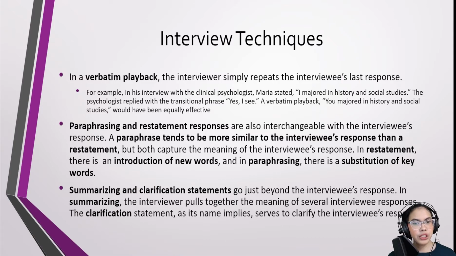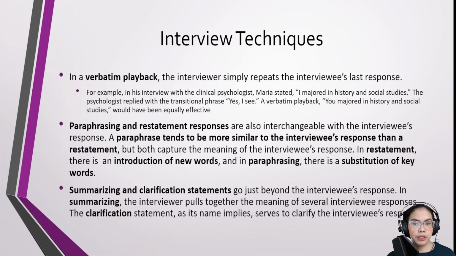We also have another technique called paraphrasing and restatement responses. These are interchangeable with the interviewee's response. A paraphrase tends to be more similar to the interviewee's response than a restatement, but both capture the meaning of the interviewee's response. In restatement, there is an introduction of new words, and in paraphrasing, there is a substitution of key words. So, in restatement, you are restating what the patient or client is saying.